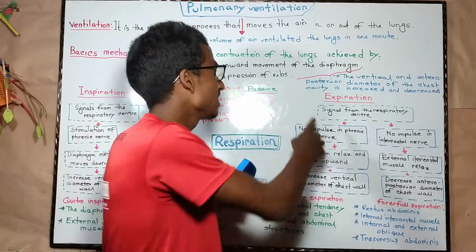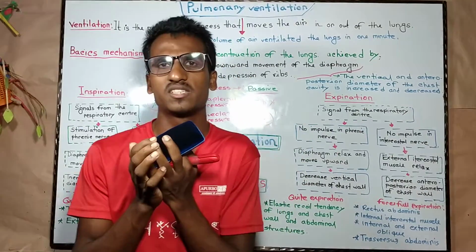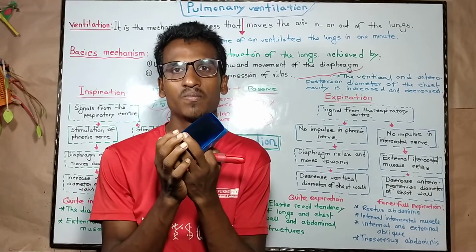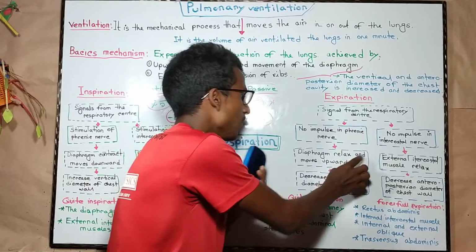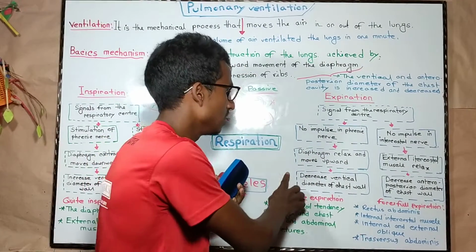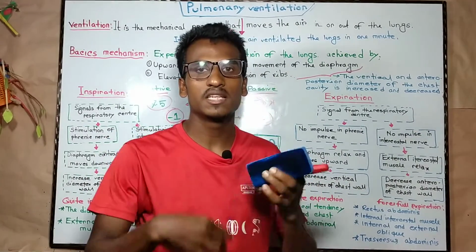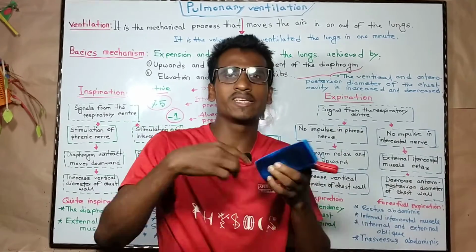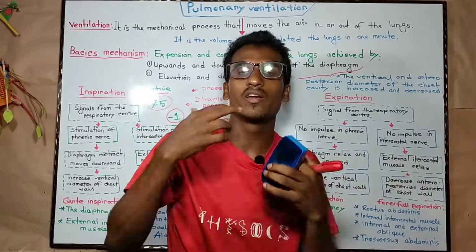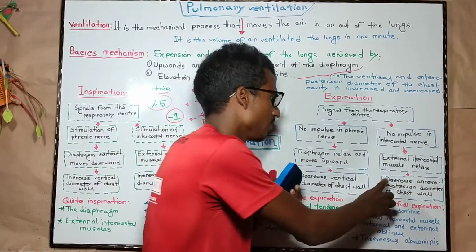On the other hand, in case of expiration, here signal from the respiratory centers. Firstly, no impulse in the phrenic nerve. So, the diaphragm relaxes and moves upwards. Here, the vertical diameter of the chest wall decreases. At the same time, no impulse in the intercostal nerve. Here, the external intercostal muscle relaxes and the anteroposterior diameter of the chest wall decreases.